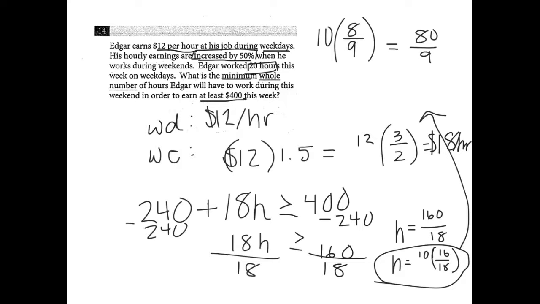So then you have to realize that we want to make 80 divisible by 9. So let's think of what is divisible by 9 that's around 80, and immediately off the top of the dome, you should think of 81 over 9. So this will equal 9. So he's going to have to work a minimum of 9 hours. Hopefully that makes sense.